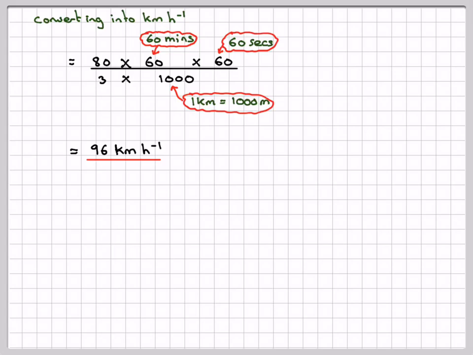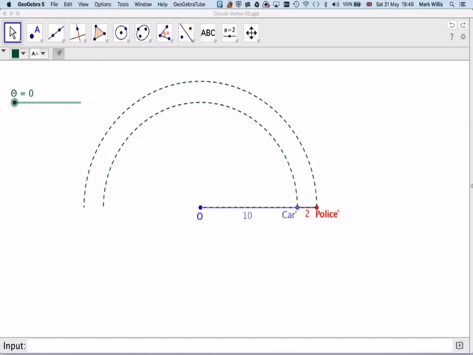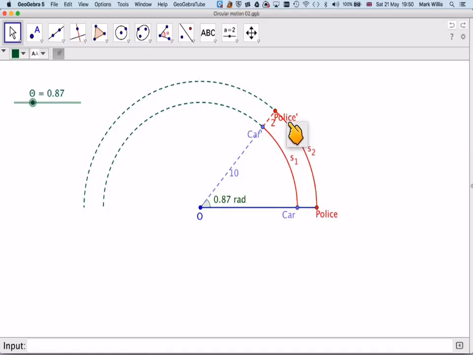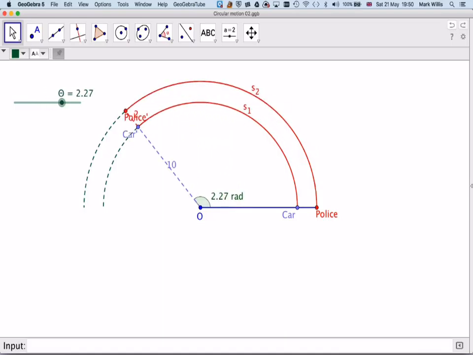And we'll just go back and have a look at that applet again. So what we've got here is two cars travelling around a bend. The police car has to travel at a greater speed, because you can see its distance here is more than this distance here. So its speed would have to be more than this speed, but the rate of change of the angle, the angular speed, will be the same. This is what's actually happening as it goes around a bend.